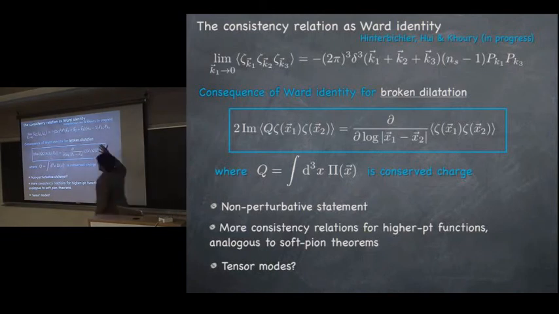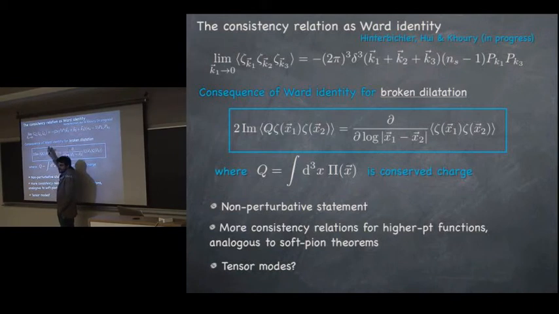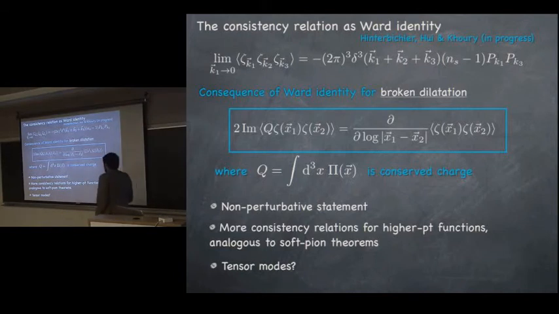This one was easy to compute, well, not easy, but you had the cubic action, you could compute it, you could find this statement. But at higher-point level, it becomes very messy. So these kinds of symmetry arguments are very powerful. And I'm happy to take questions on tensor modes. That's something we've also been thinking about. This is all the scalar sector, but there are also symmetries associated with gravitational waves.